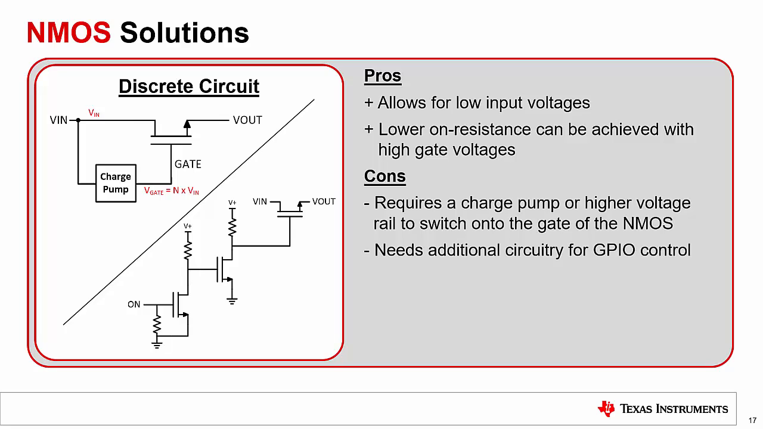From a DC perspective, things are a bit different for the NMOS. The gate needs to be higher than Vn for the solution to be on. This means that this solution is able to switch lower input voltages without issue. To get optimal on-resistance performance, the voltage difference between Vn and the gate should be high, and in order to do that, the gate voltage needs to be much higher than Vn.